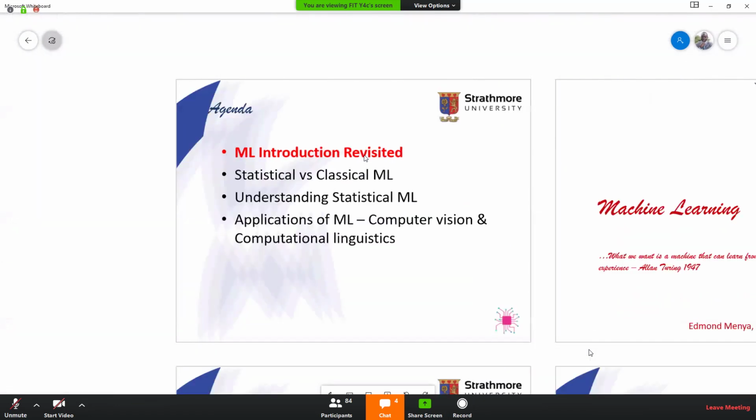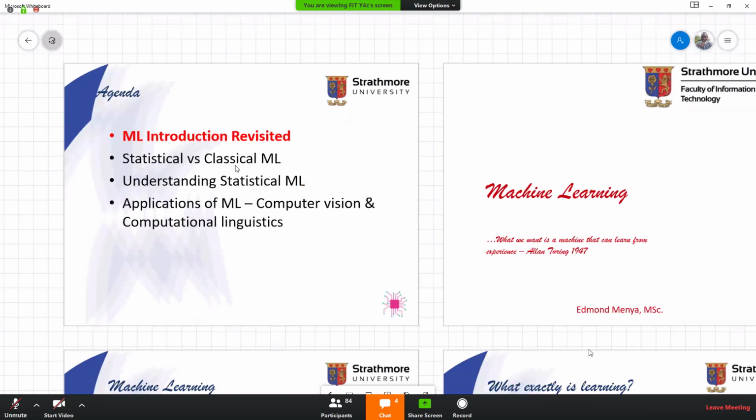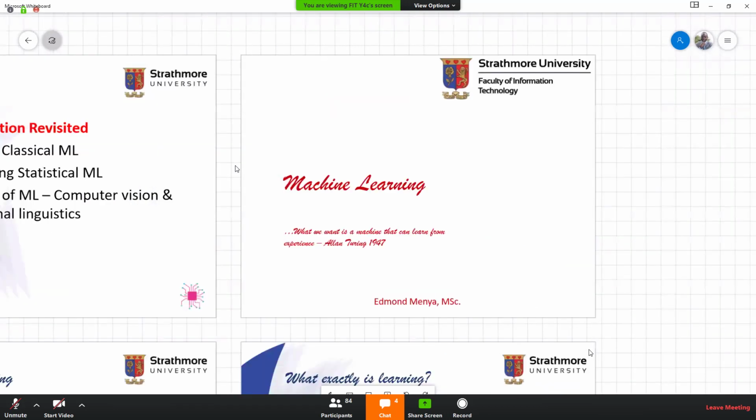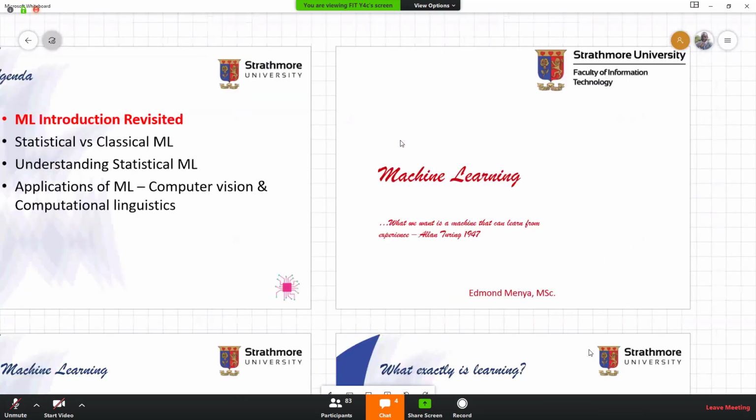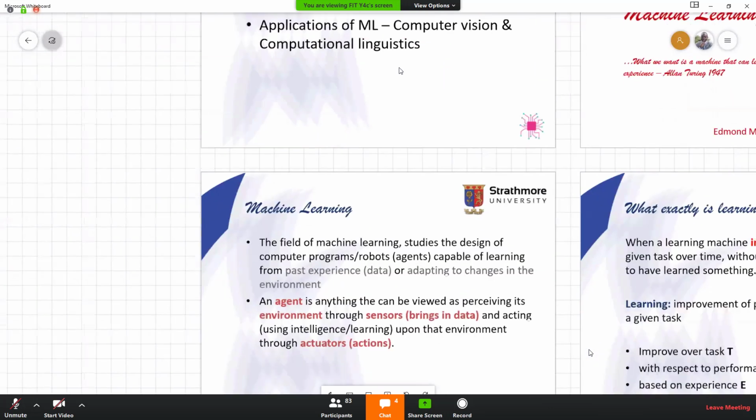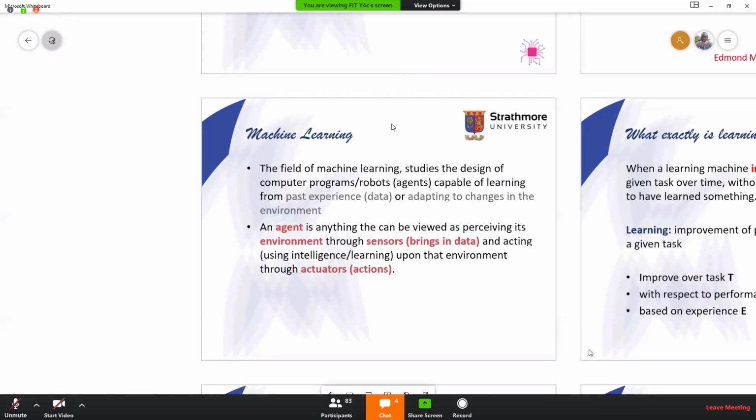So we have where we are starting, colored in red, machine learning introduction revisited. And here we are starting with introduction to machine learning. A quote there from the father of AI: what we want is a machine that can learn from experience. That was said by Alan Turing in 1947. So we're actually going to build on that quote as we go on.